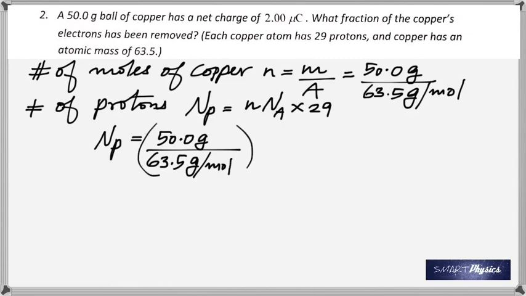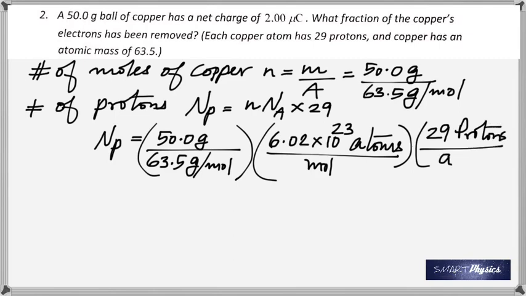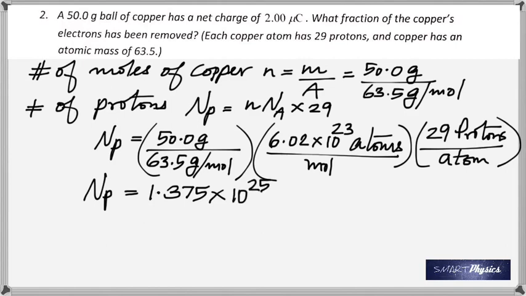That's the number of moles. This is the Avogadro number. Then multiply that with 29. You will get the number of protons. I've also put the units there for everything. So, is this what you get? If you did try, did you get 1.375 times 10 to the 25?